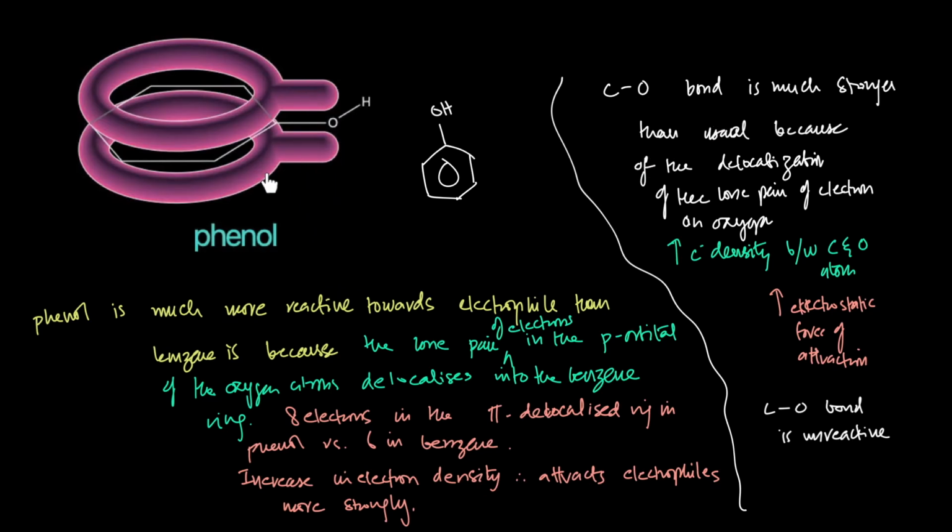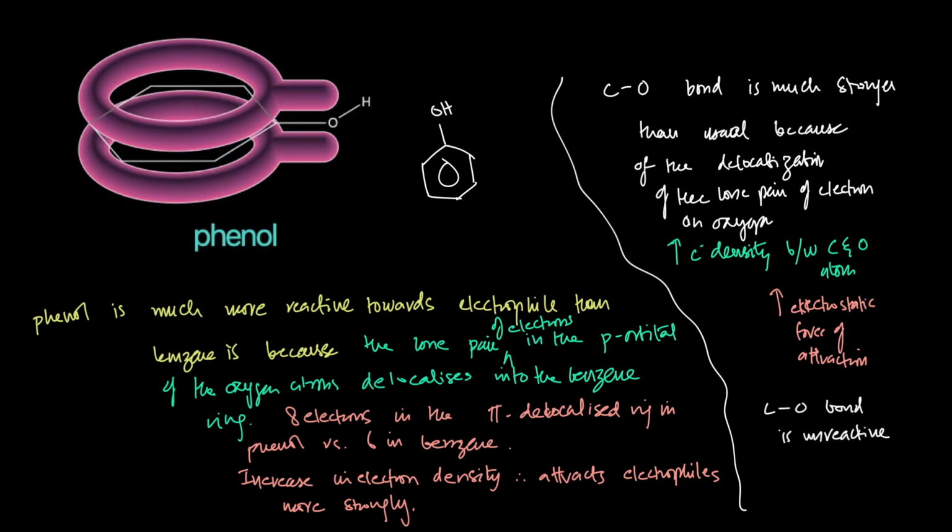So unlike alcohols, which undergo nucleophilic substitution, what happened in alcohols? For example, if you reacted with HBr or HCl, sorry, HBr or HI, the halide would actually replace the OH group, right? Substitution would take place. The CO bond would break. In the case of phenols, that doesn't happen. The CO bond doesn't break very easily because it's much stronger than usual due to this delocalization. So because the CO bond doesn't break, nucleophilic substitution doesn't take place the same way it does for alcohols.